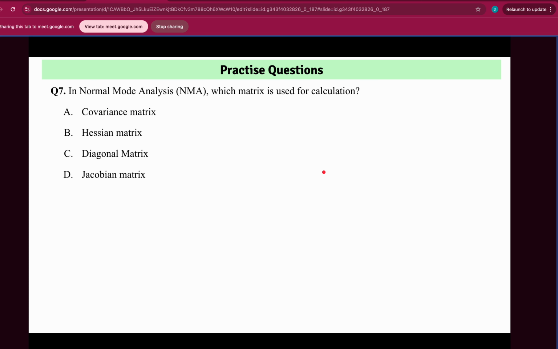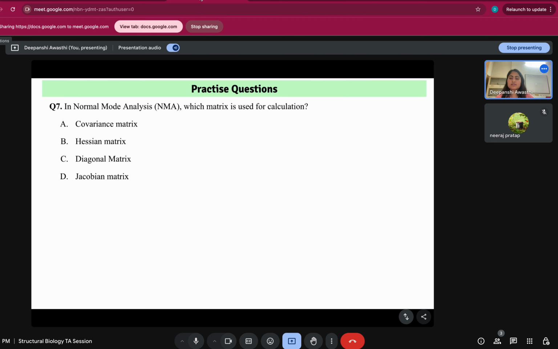Okay. Now the next question is, in normal mode analysis, which matrix is used for calculation? Option A covariance matrix, option B Hessian matrix, option C diagonal matrix, and option D is Jacobian matrix. This also we discussed when we were talking about the NMA.